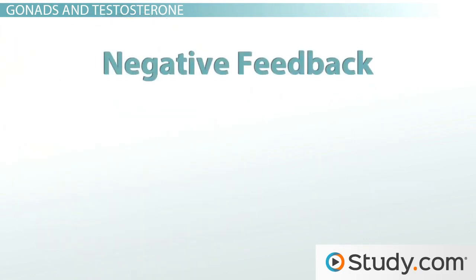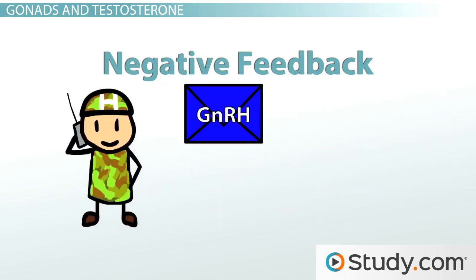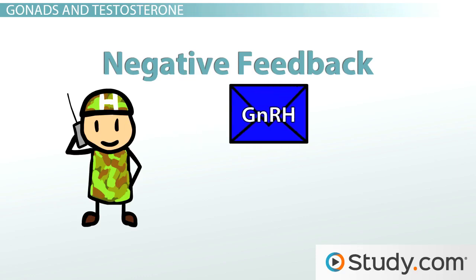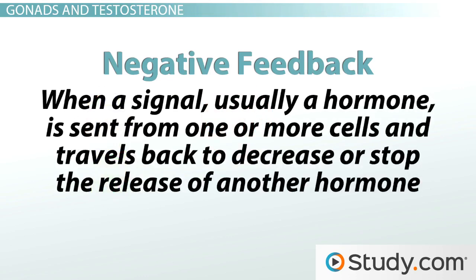The second job of testosterone brings us to something called negative feedback. Remember how we said that GnRH is released in pulses and not continuously? That's because it's subject to a process called negative feedback. All hormones in your body need to be regulated somehow. Negative feedback does just what it says. This is when a signal, usually a hormone, is sent from one or more cells and travels back to decrease or stop the release of another hormone.